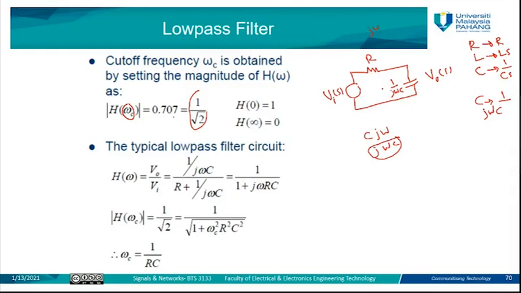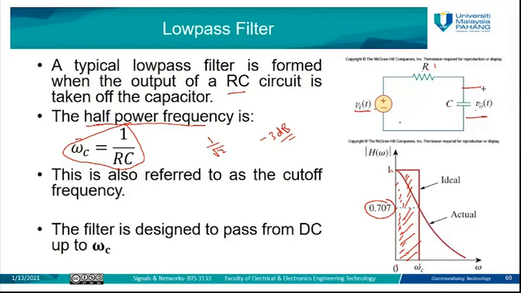Now how can we find the relation between V out and V in of this circuit? By using either Ohm's law, or KVL, KCL, whatever you can use, you will get the same result. If you want to write this equation, you need to perform two tasks. First, you need to find the transfer function. Then, second, you need to find the value of omega C.